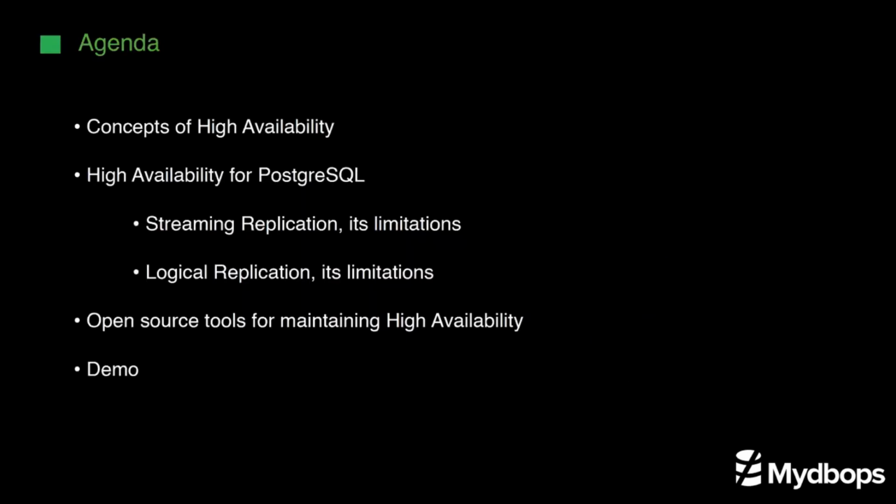Okay, let's get into our topic. Today we are going to discuss high availability. Before getting to high availability, we will have a few words about the basic concepts of HA, and what HA options we have natively in PostgreSQL, for example streaming replication and logical replication. Then we will look at what open source tools help to achieve HA in PostgreSQL, and finally we will have a small demo on that.